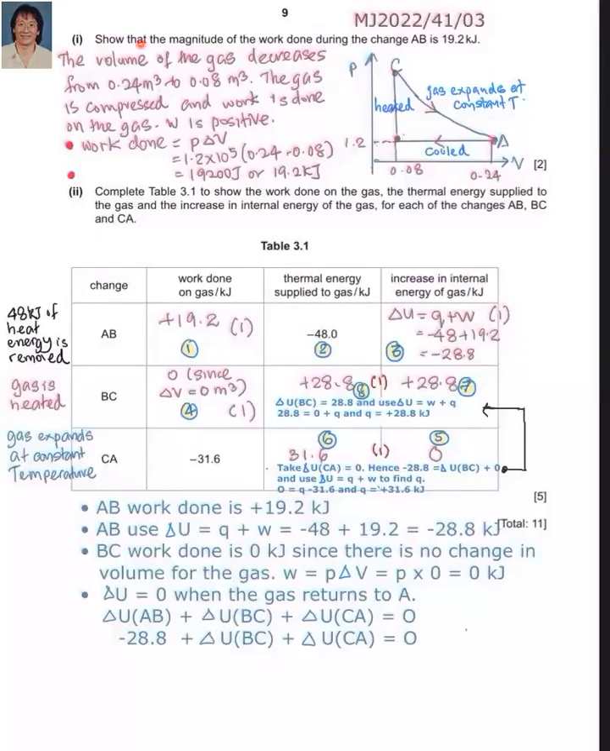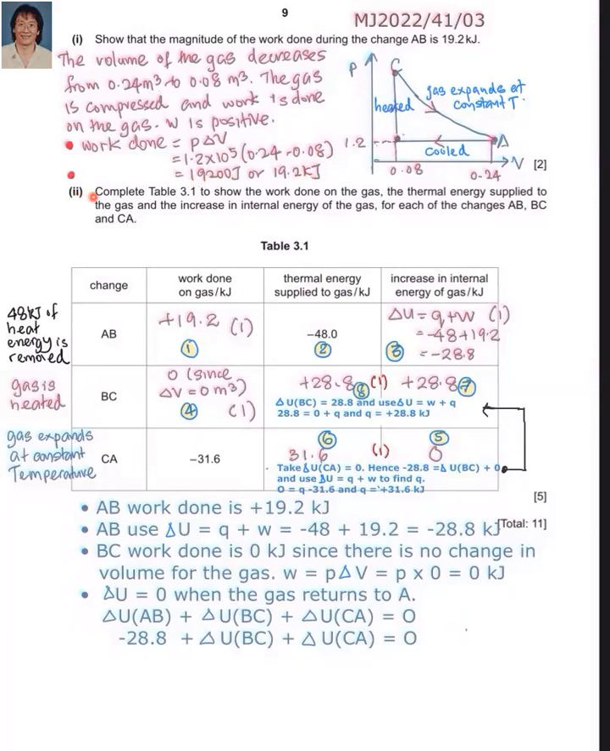For part 1, we need to show that the magnitude of the work done during the change AB is 19.2 kilojoule. We know that the volume of the gas decreases from 0.24 meter cube at A to 0.08 meter cube at B. The gas is compressed and therefore work is done on the gas. W is positive. To get the 2 marks here, the first mark is a formula: work done equals P times delta V. The pressure is 1.2 times 10 power 5, and then 0.24 minus 0.08 is the change of volume. This will give you the second mark, which is 19,200 joule or 19.2 kilojoule.